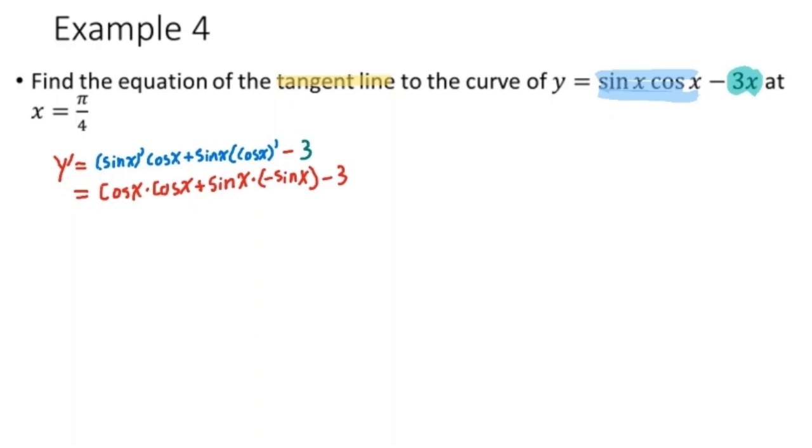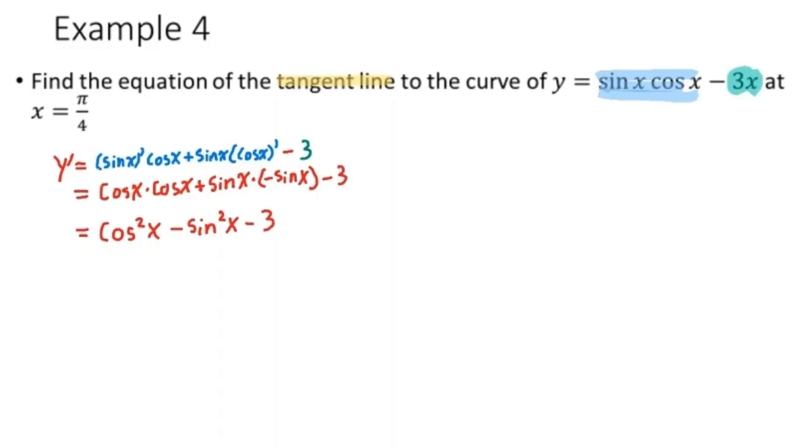Since we're trying to find the equation of a tangent line, we know we need to find the slope of the tangent line, which means we do have to plug in the pi over 4. To make the computation easier, let's do a little bit of simplifying. For example, cosine x times cosine x is cosine squared x. Sine x times negative sine x is negative sine squared x. And we have the minus 3 outside. From here, it would be pretty straightforward to plug in the pi over 4.